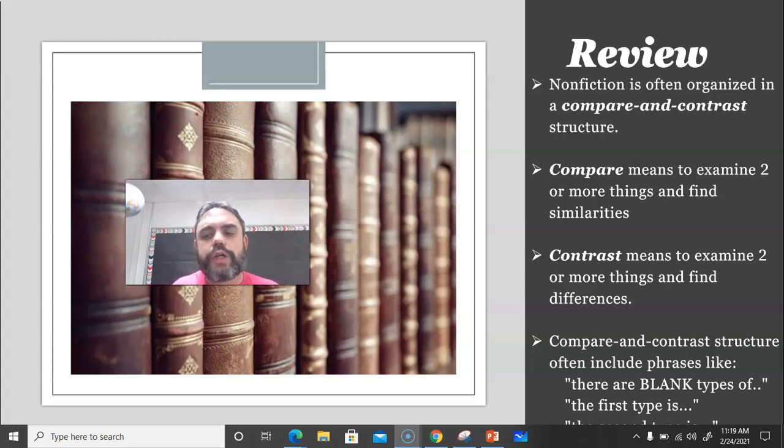Compare and contrast structure often includes phrases like there are blank types of, the first type is, and then details about the first type, the second type is, and then details about the second type, or third or fourth, or however many the author is comparing and contrasting. Okay? When authors use compare and contrast structure, it makes information a little bit easier to process, and it makes it a little bit easier to understand exactly what the author's message is.